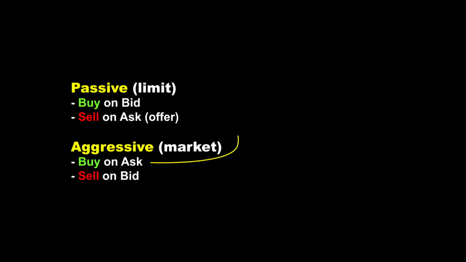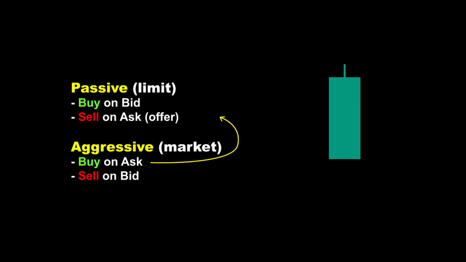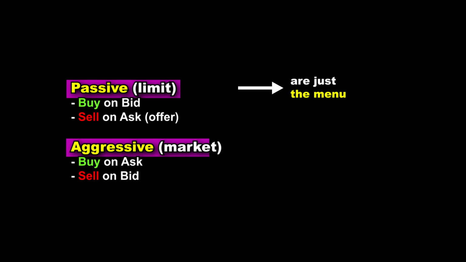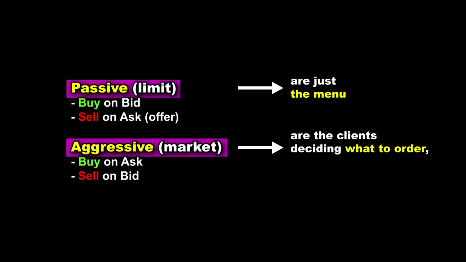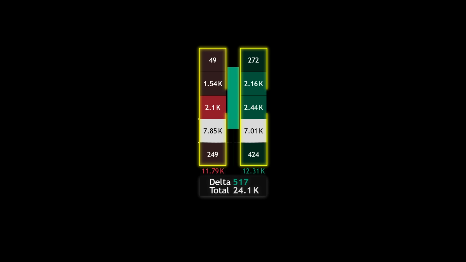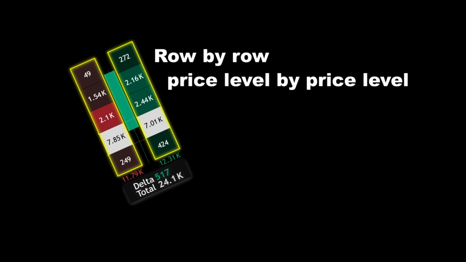Aggressive buyers lifting the ask push price up. Aggressive sellers hitting the bid push price down. The passive ones, the limit orders sitting in the book, are just the menu. The aggressors are the clients deciding what to order and when. Footprint charts make that aggression visible. Row by row, price level by price level, candle by candle. Now let's understand exactly how a candle gets built.